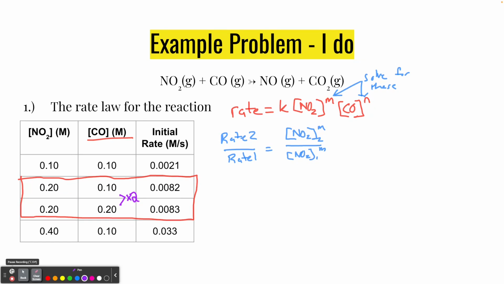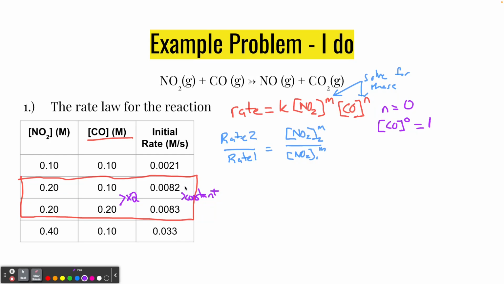However, the rate is constant. So since the rate is constant here, that means N is zero order. So the concentration of carbon monoxide is zero order, which means that's effectively 1. Okay. That's good to know. It's going to make our lives easier.